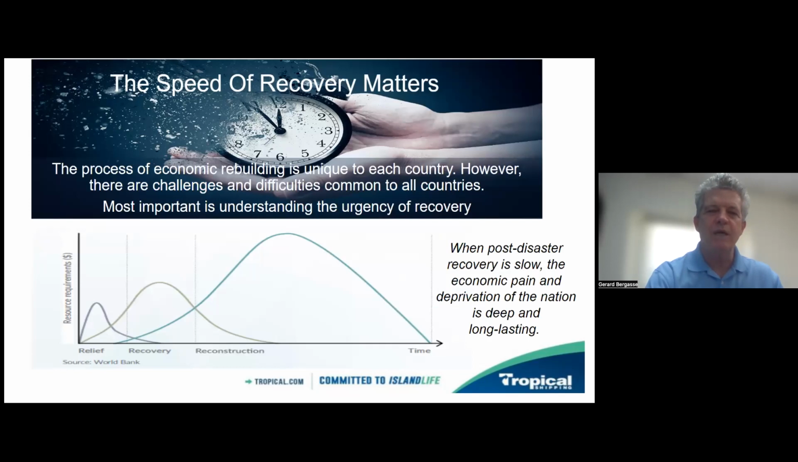So the last point I wanted to make on cost is that the speed of recovery matters. This slide shows that there are actually three phases to full recovery in any one of our countries. The first phase is really the relief, where you get a lot of relief coming in. Then the next phase is the recovery. And then the last phase is the reconstruction. But the message that I want to leave you with here is that speed matters. Recovery is an absolutely urgent matter. The longer it takes to recover, the more pain and suffering is experienced by the nation. Next slide, please.